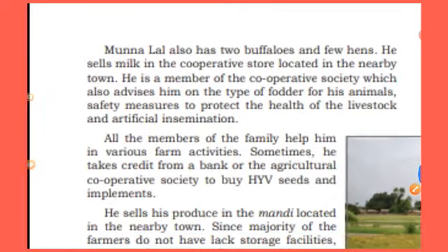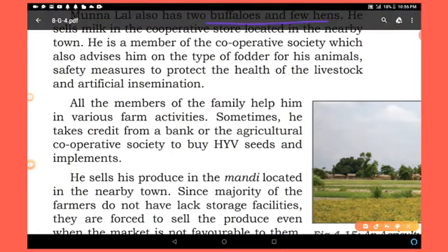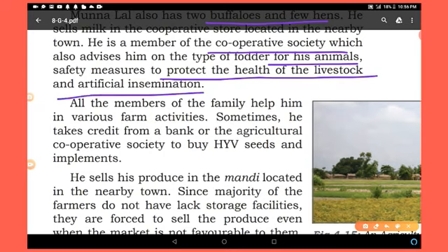After that, Munnalal also has 2 buffaloes and a few hens. It means that along with agriculture, there is also animal herding in India. He sells milk in the cooperative store located in a nearby town. He is a member of a cooperative society, which also advises him on the type of fodder for his animals, safety measures to protect the health of the livestock, and artificial insemination. All the members of the family help him in various farm activities.